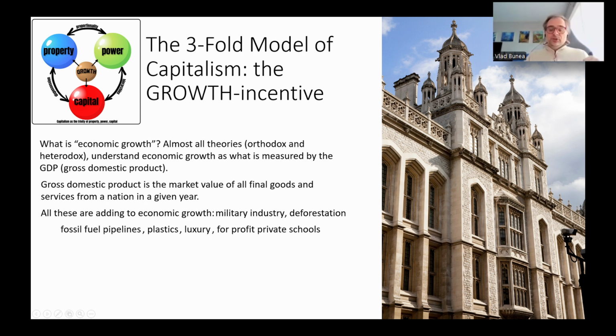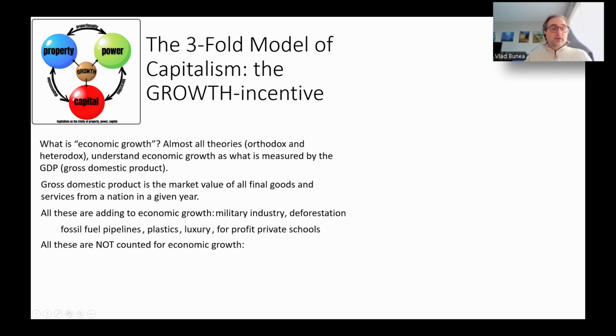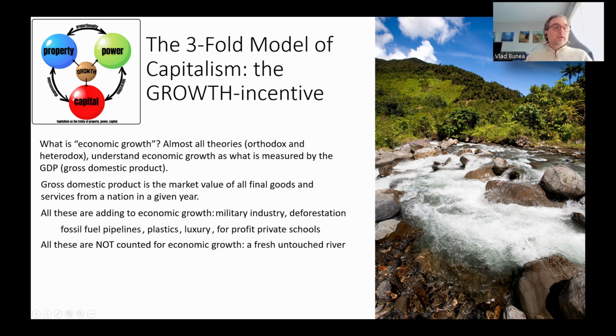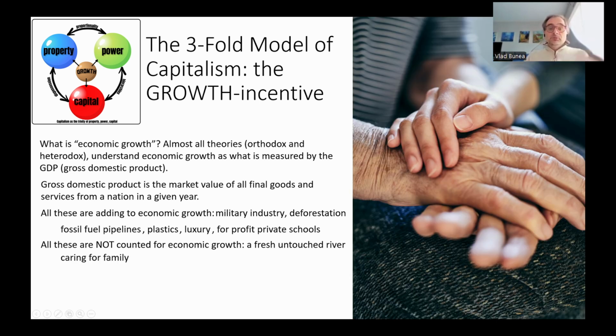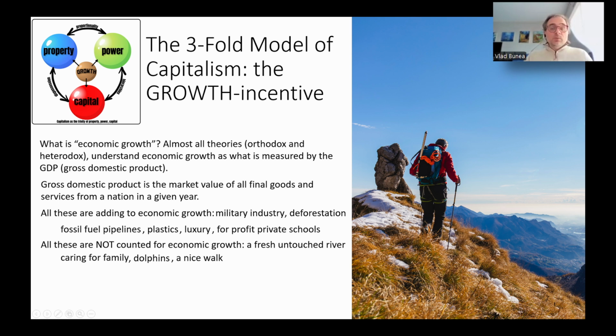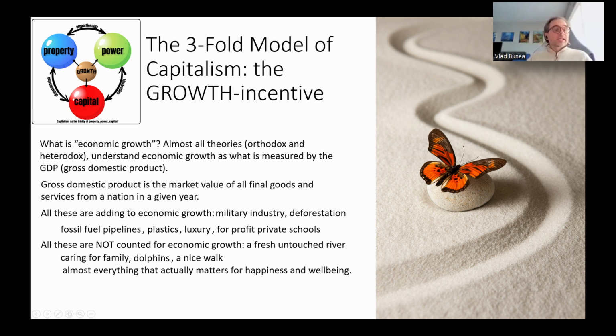What is not good for GDP, meaning what does not count for economic growth: a fresh untouched river, caring for family, dolphins, a nice walk, and almost everything that actually matters for happiness and well-being does not count for the GDP, including your free time, including reading or teaching children in your community or doing any sorts of volunteer work. It doesn't matter for the economy.